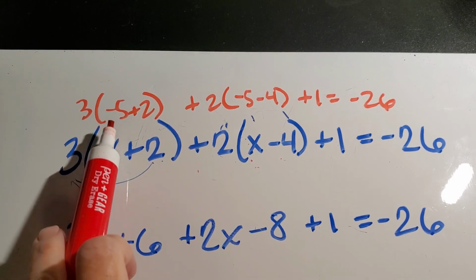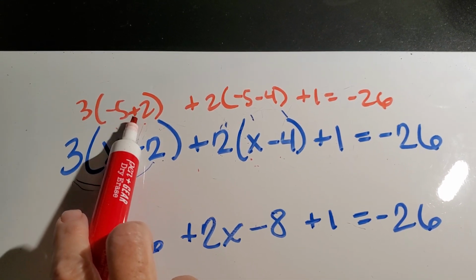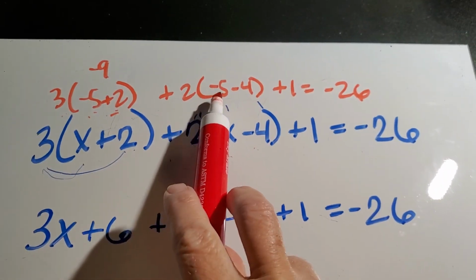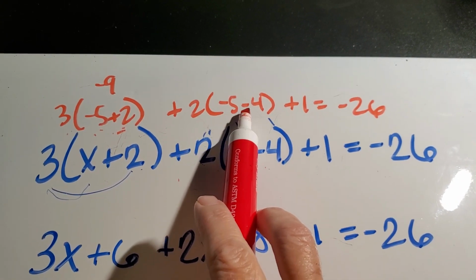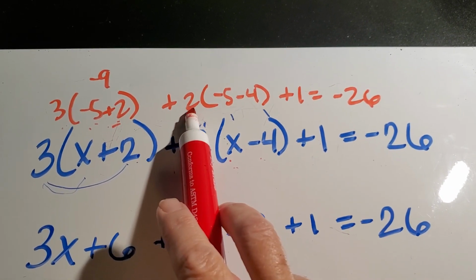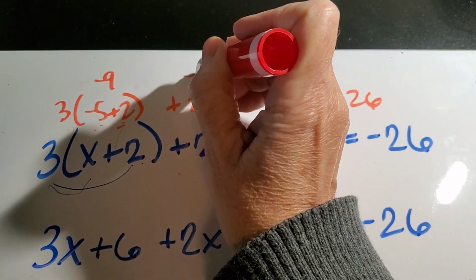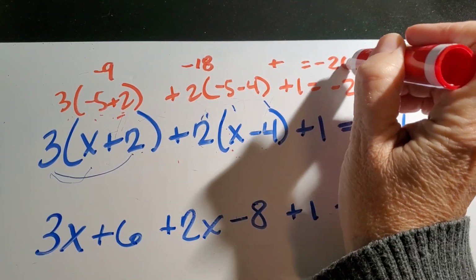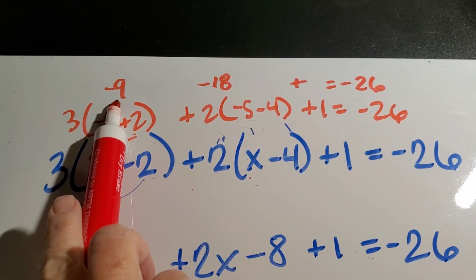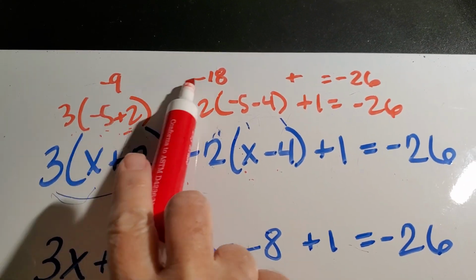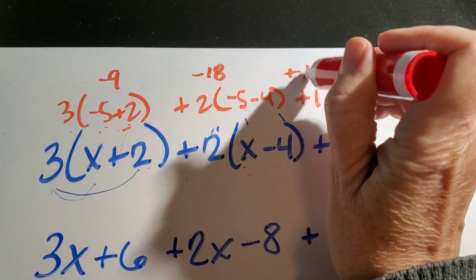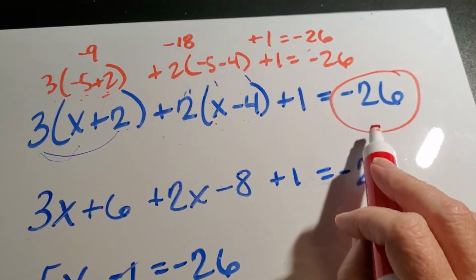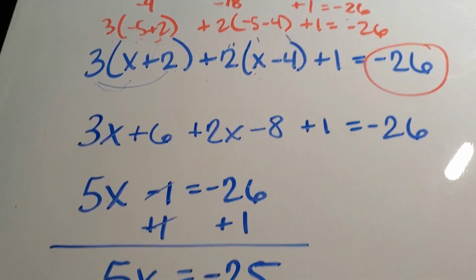And then if I combine things, I know that negative 5 plus 2 would be negative 3, and negative 3 times 3 would be negative 9. And then here I would have negative 5 minus 4, that's negative 9, but times 2, that's negative 18. And then plus 1 equals negative 26. Well, what is negative 9 minus 18? That's going to be negative 27, but plus 1, negative 27 plus 1 is negative 26. And that's what we were hoping it would be. So that means we solved this equation properly.